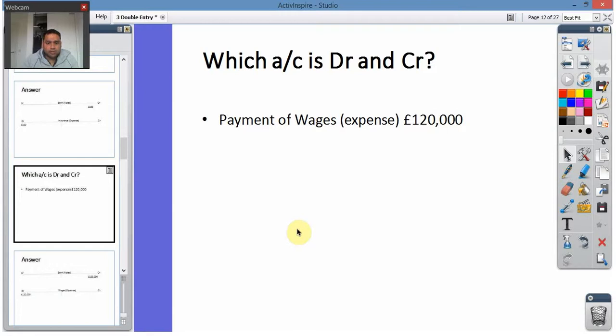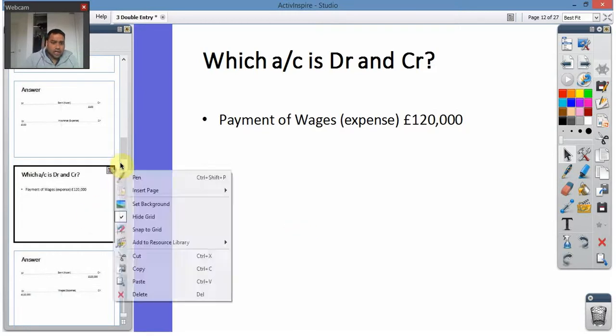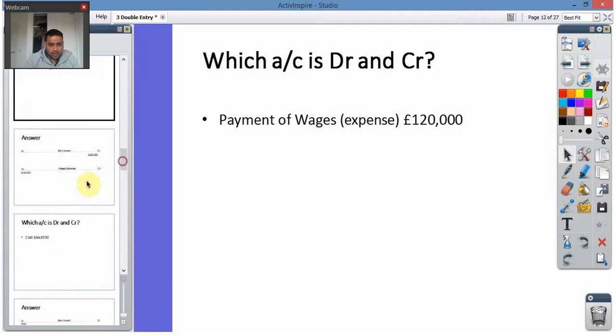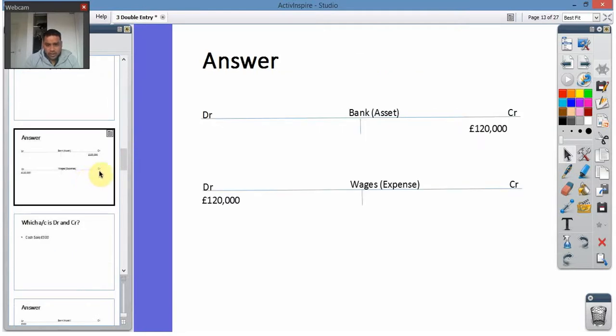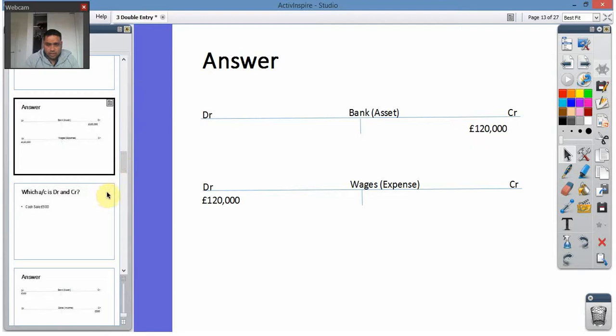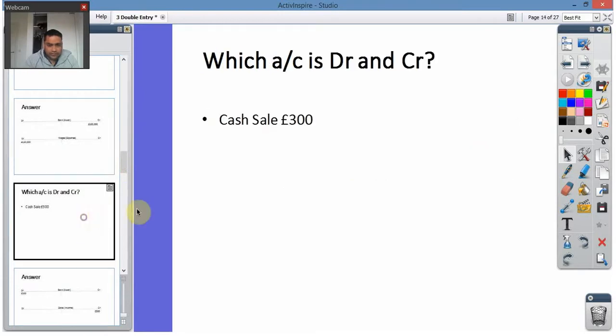So payment of wages. Now that's another expense account, so that will be debited. And which one will be credited? It will be the bank. Let's have a look at that. Yeah, so the wages expense account is debited and the bank is credited.